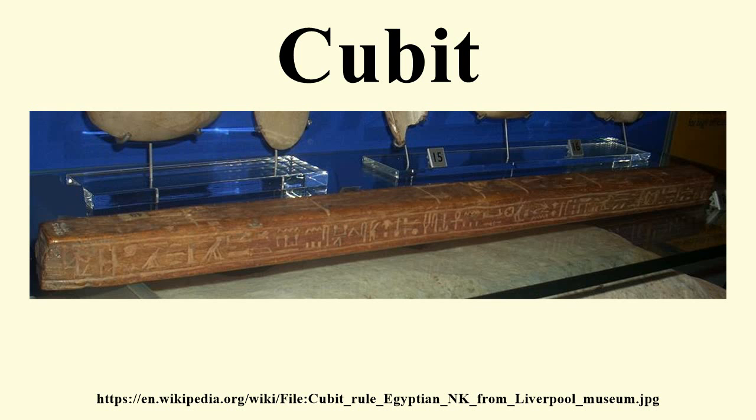Etymology. The English word cubit comes from the Latin noun cubitum, elbow, from the verb cubo, cubare, cubui, cubitum, to lie down, from which also comes the adjective recumbent.